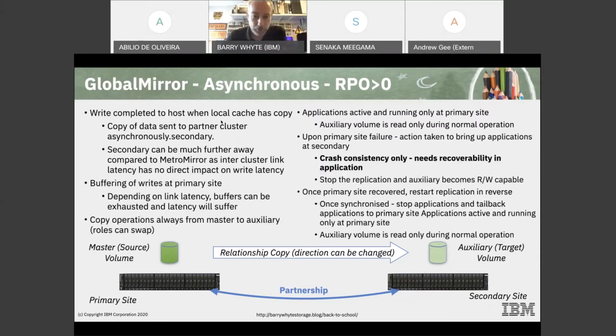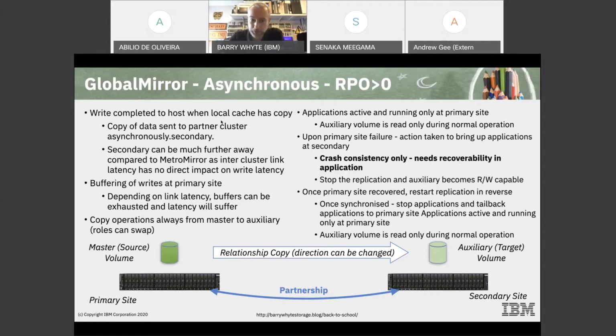The other main version that we support is what we call GlobalMirror. This is an asynchronous copy. This by implication means that your RPO is greater than 0. This time the writes come into the source and we acknowledge back to the host that we've accepted that write before we've confirmed that it's copied to the secondary site.